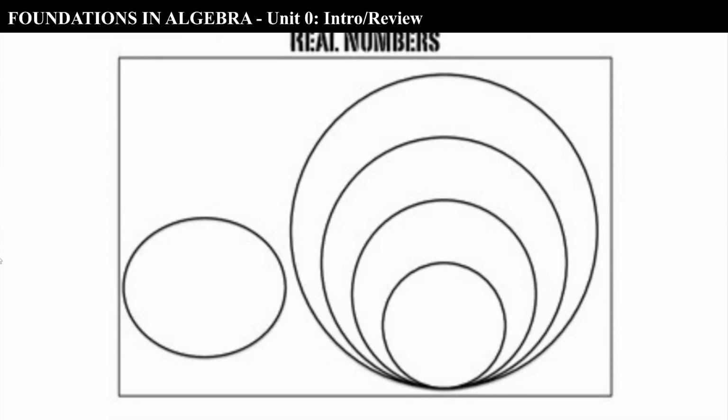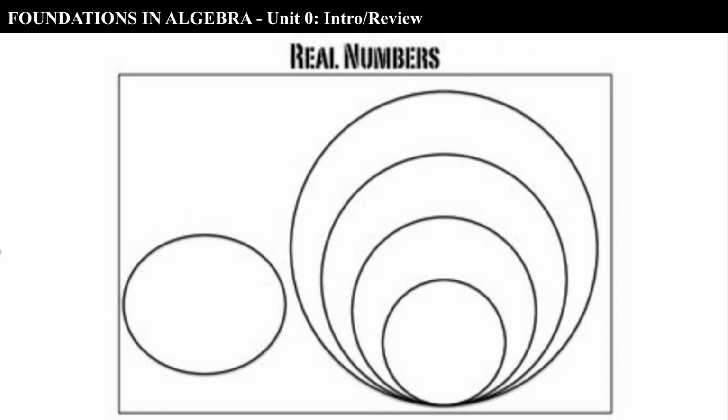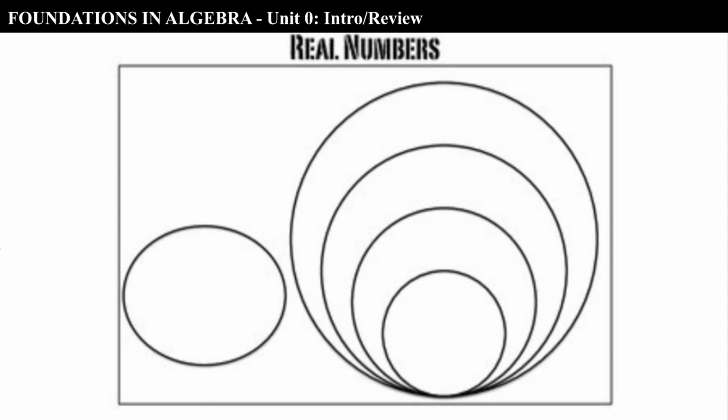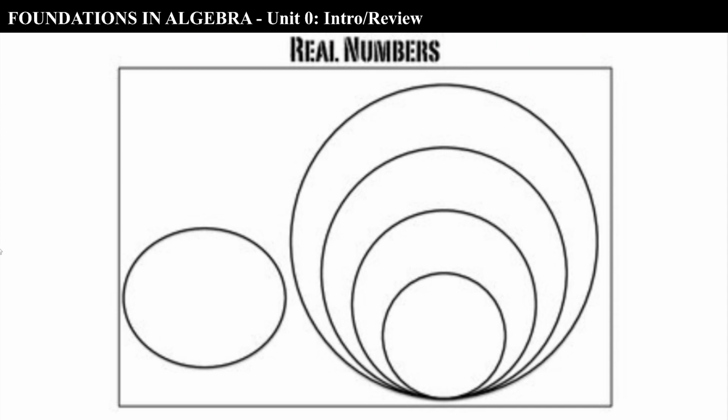All right, so let's classify these real numbers. This is a set diagram, and we are going to separate everything out. So everything in this box is a real number, okay? Real numbers can be separated into irrational numbers and rational numbers.